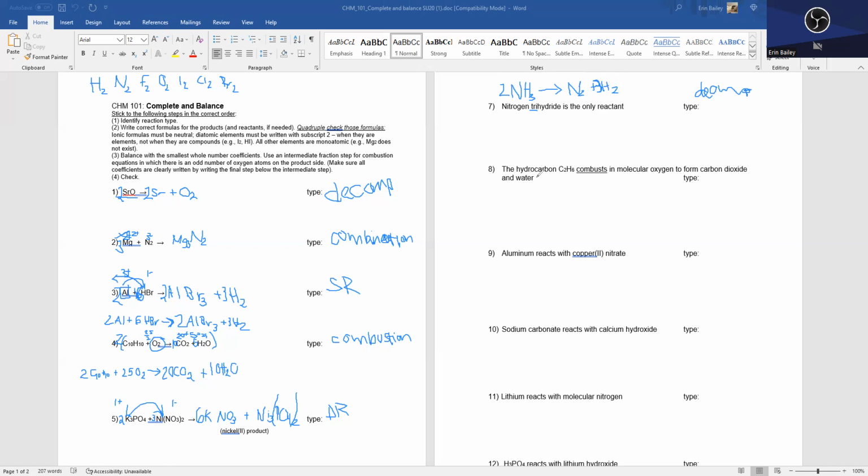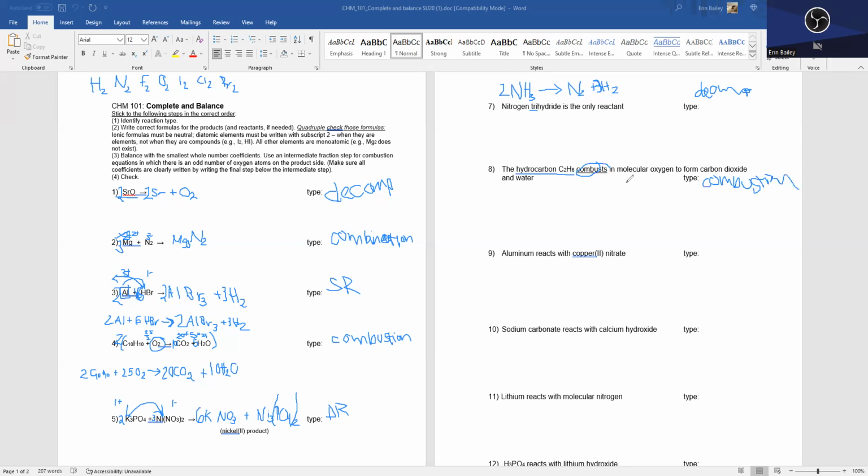Now we're going to move on to number 8. Oh goodness, we see hydrocarbons. When I see hydrocarbons, I always think I'm probably going to have to double the entire formula in order to balance it. And whenever we see "combust," that's a pretty good signifier that this reaction is going to be combustion.